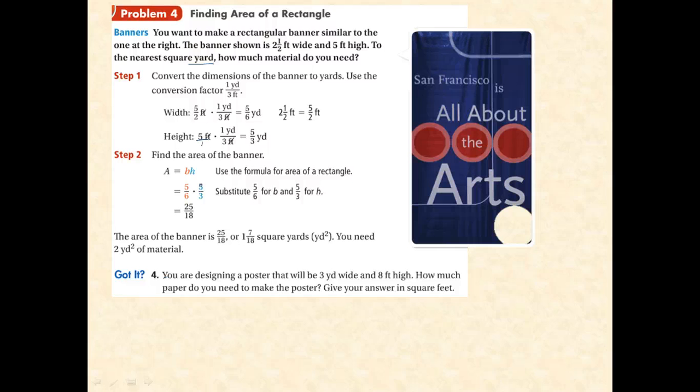So, how many do you need to buy? You need to buy 2 square yards, because they're not going to sell you 1 7/18 of a square yard. You got to get 2 square yards, and you'll have a little left over. You can maybe make a scarf or something. It'll be nice. Just you wait and see. All right, go ahead and pause and see if you can do number 4.